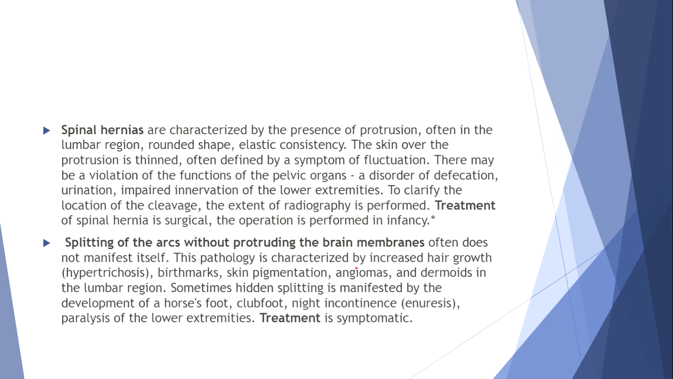Spinal hernias are characterized by the presence of a protrusion, often in the lumbar region, round in shape, of elastic consistency. The skin over the protrusion is thinned, often with a symptom of fluctuation. There may be a violation of the functions of the pelvic organs, a disorder of defecation and urination, and impaired innervation of the lower extremities.